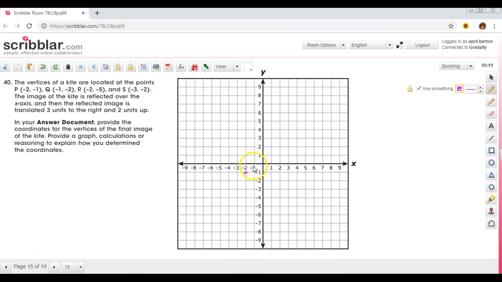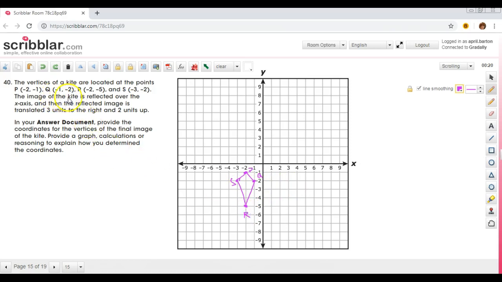Then we have -1, -2, that's Q. Then we have -2, -5, that's R. And -3, -2, that is S. So first I just created a picture of the kite itself, PQRS. And notice it looks like an actual kite, you know, an old school Mary Poppins, fly a kite in the sky type kite.